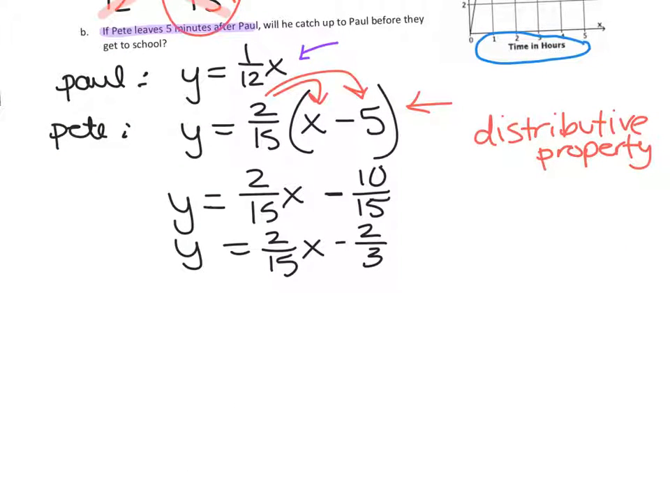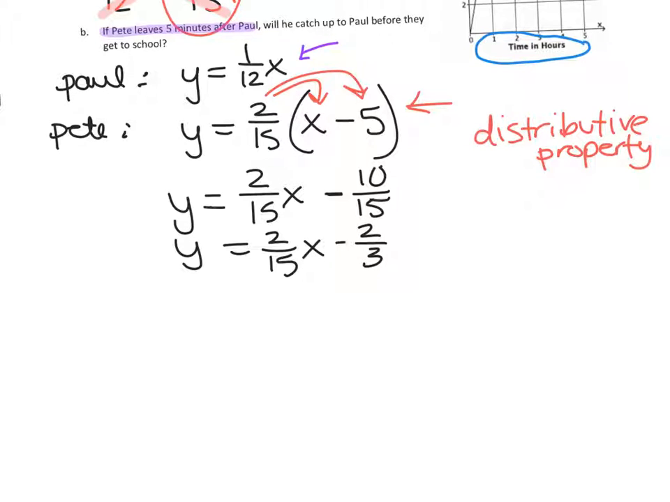So now we have a system of equations to solve. Keep in mind, our x, our distance, needs to be less than 2 miles, because if it's going to take Pete 3 or 4 miles to catch up to Paul, well then they would have already arrived at school, because school is only 2 miles away.